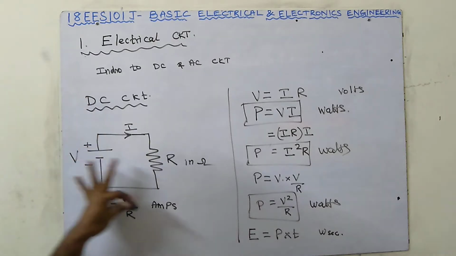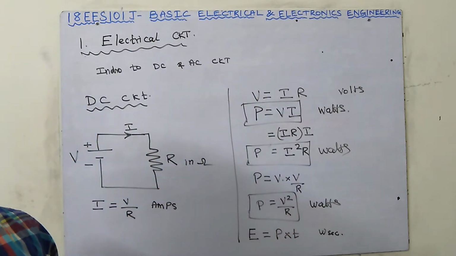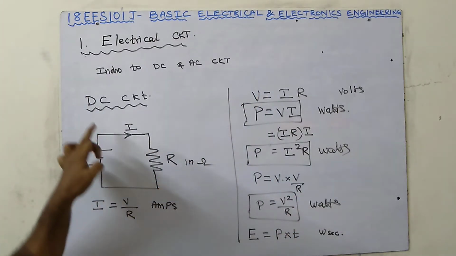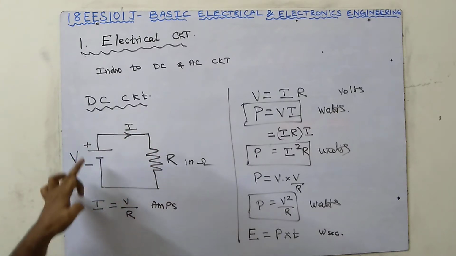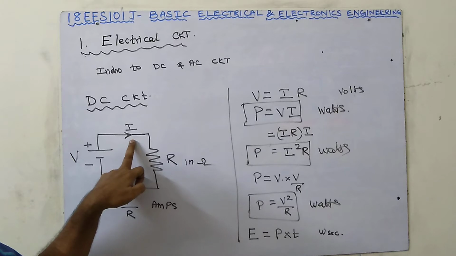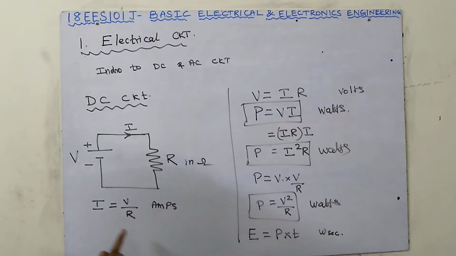These are all for DC circuits, not for AC circuits. In a DC circuit, when we give supply voltage V to a resistor, it will produce a current I. Here I is equal to V by R. This is Ohm's law.